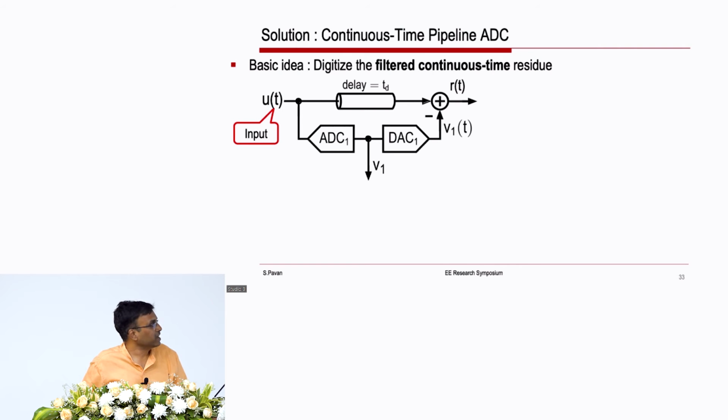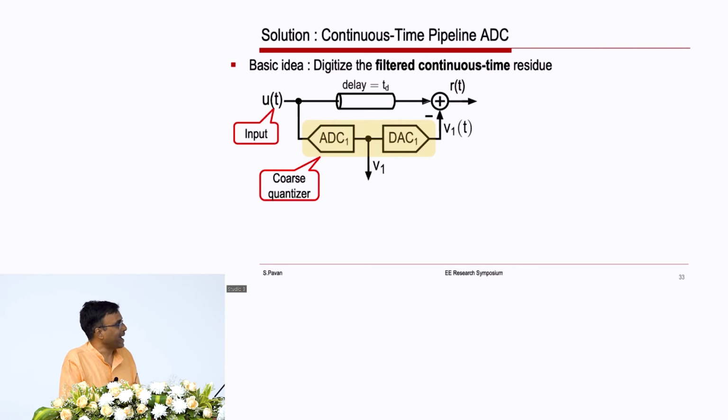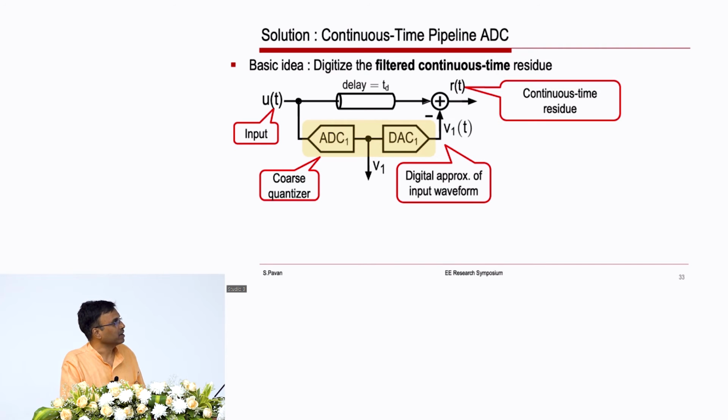So, U of t is the input that you want to digitize. ADC 1 and DAC 1 form a coarse quantizer. So, V1 is actually a digital sequence, and V1 of t is an analog waveform, which is basically dependent on this digital sequence V1. So, V1 of t is basically a digital approximation of the input waveform. The difference between the input waveform and the approximation is the so-called residue.